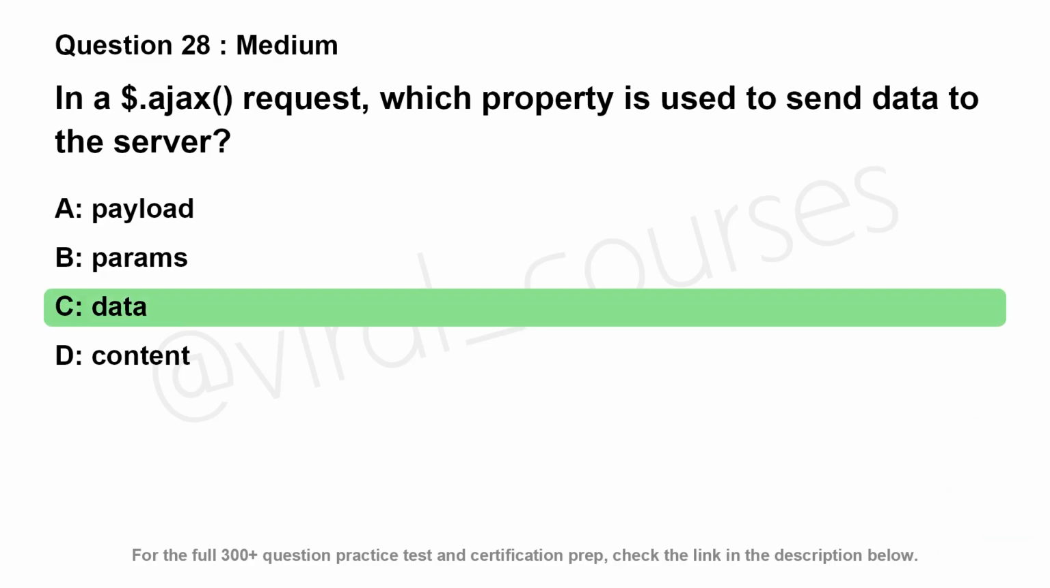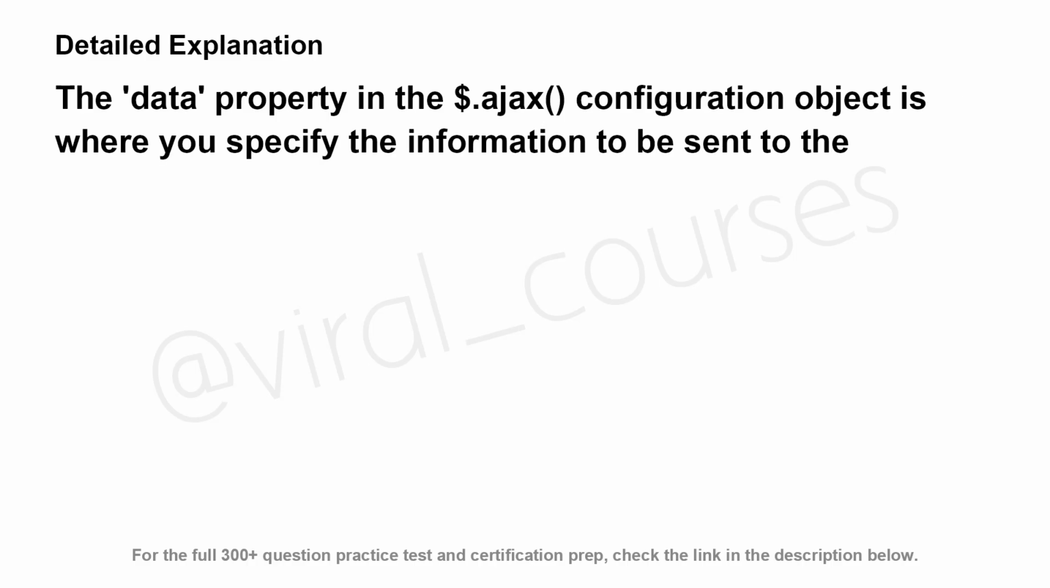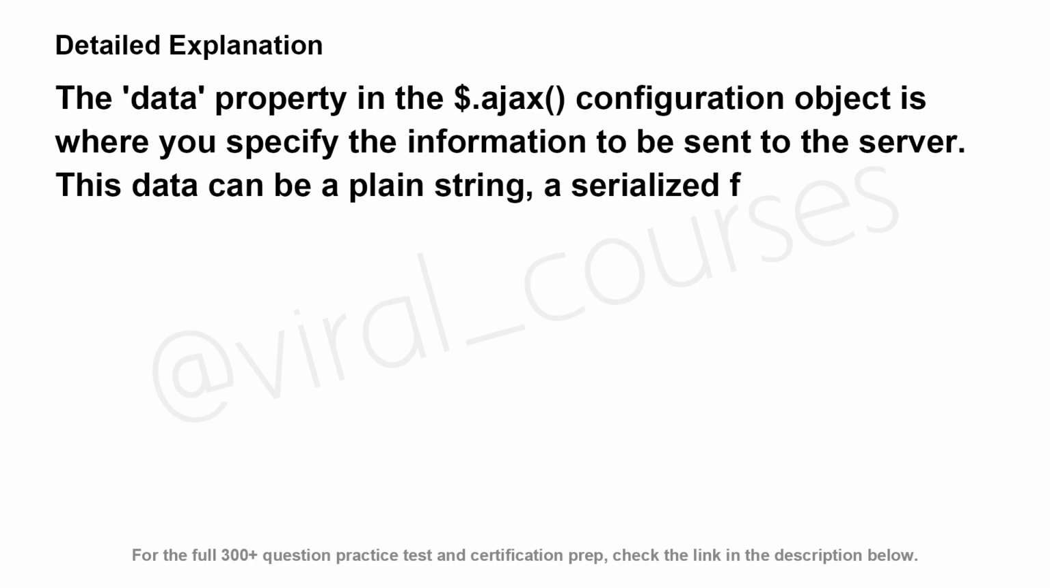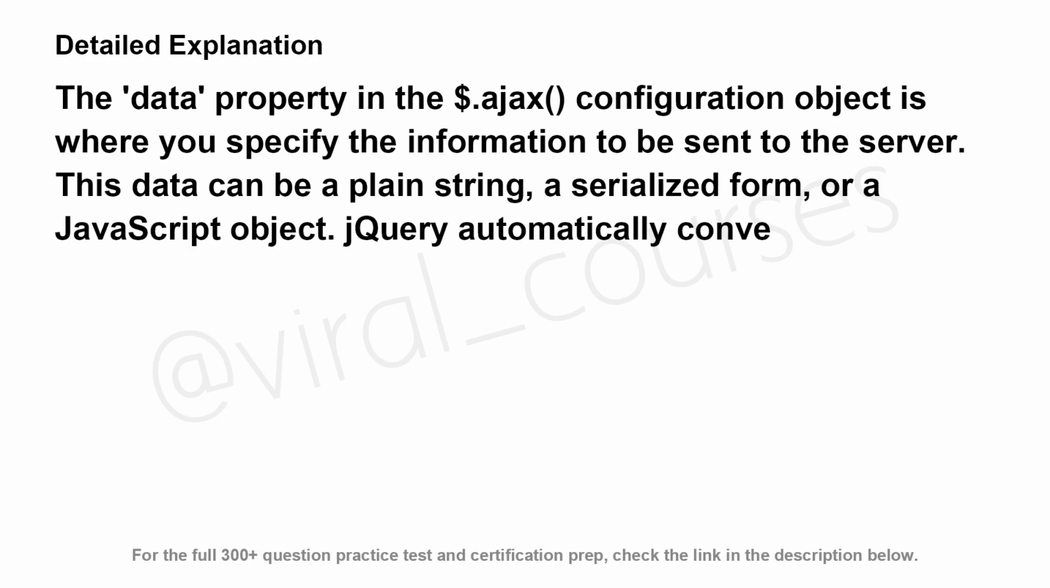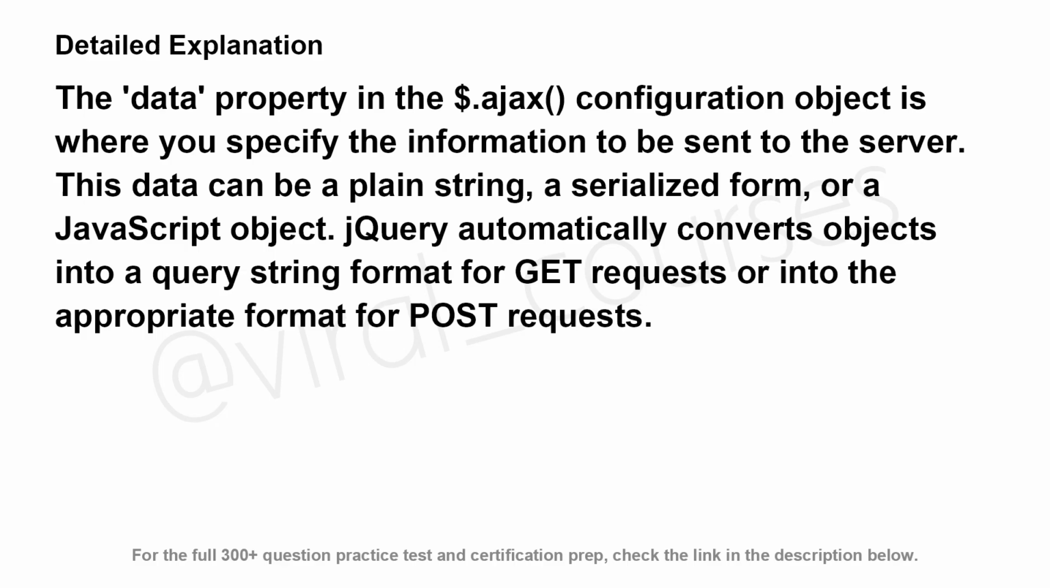The correct answer is C. The data property in the $.ajax configuration object is where you specify the information to be sent to the server. This data can be a plain string, a serialized form, or a JavaScript object. jQuery automatically converts objects into a query string format for GET requests or into the appropriate format for POST requests.